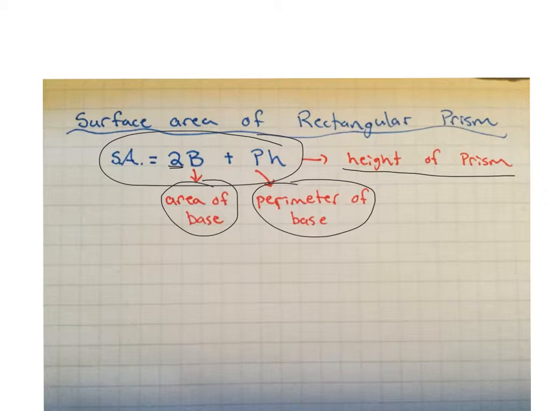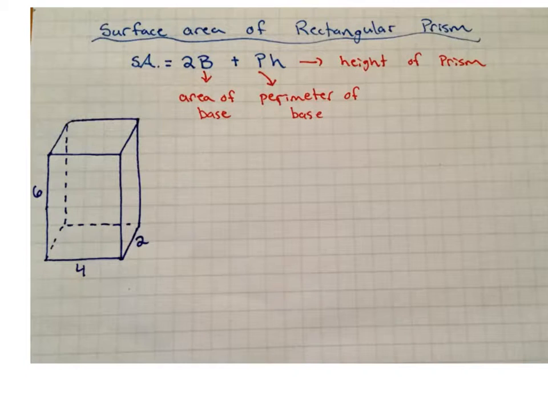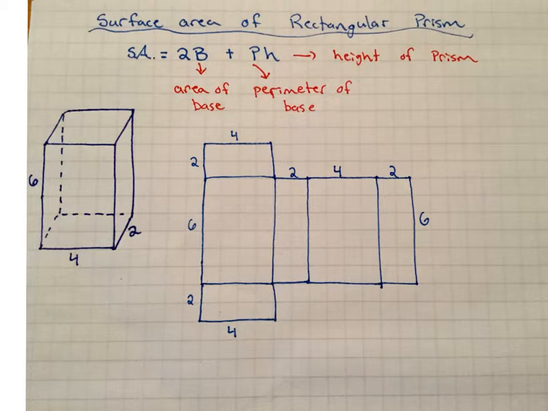And then there's another way to find the surface area, which is simply to break this up and find the area of each face. I'm actually going to show you how to find the surface area by breaking it up first, and then we'll do the formula second.